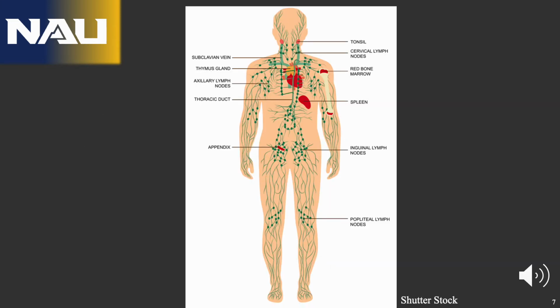The flow of lymph begins in the lymphatic capillaries, which are tiny close-ended tubes found in most body tissues. These capillaries absorb extra fluid from the spaces between cells.